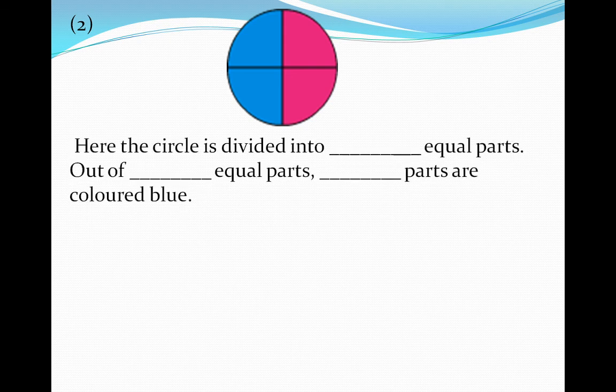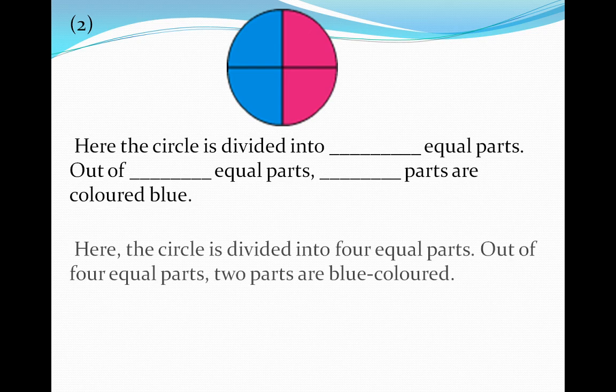Here the circle is divided into dash equal parts. Out of dash equal parts, dash parts are colored blue. Now in this picture we can see the circle is divided into 4 equal parts, and out of the 4 equal parts, 2 parts are blue and 2 parts are red. So we can write: the circle is divided into 4 equal parts, and out of 4 equal parts, 2 parts are blue colored.